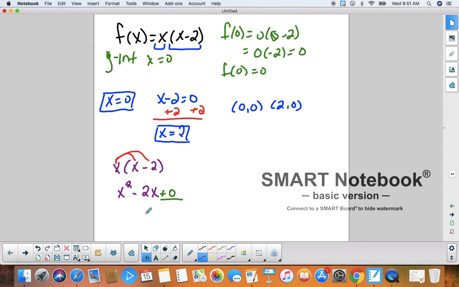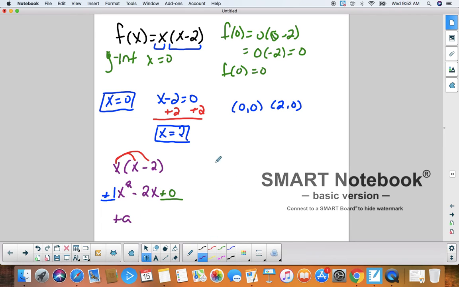Notice that I don't have a constant here at the end, but I could replace it with a plus 0. So now I can tell what my a value is. And my a value would normally live right here in front of this x squared. Since there's no number there, we can fill that in with a 1 because it's multiplication. And this is going to be a positive 1, right? There's no negative sign out in front here. So that gives me a positive a value.